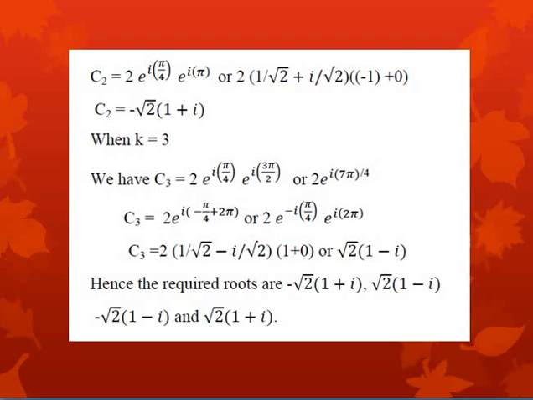Hence the required roots are minus root 2 into 1 plus i, plus root 2 into 1 minus i, minus root 2 into 1 minus i, and root 2 into 1 plus i. These are the 4 roots of the given complex number.